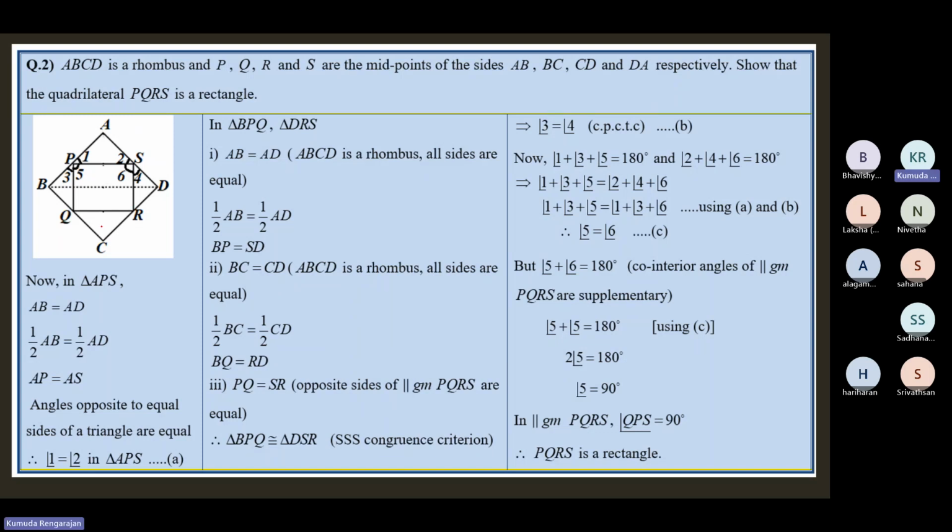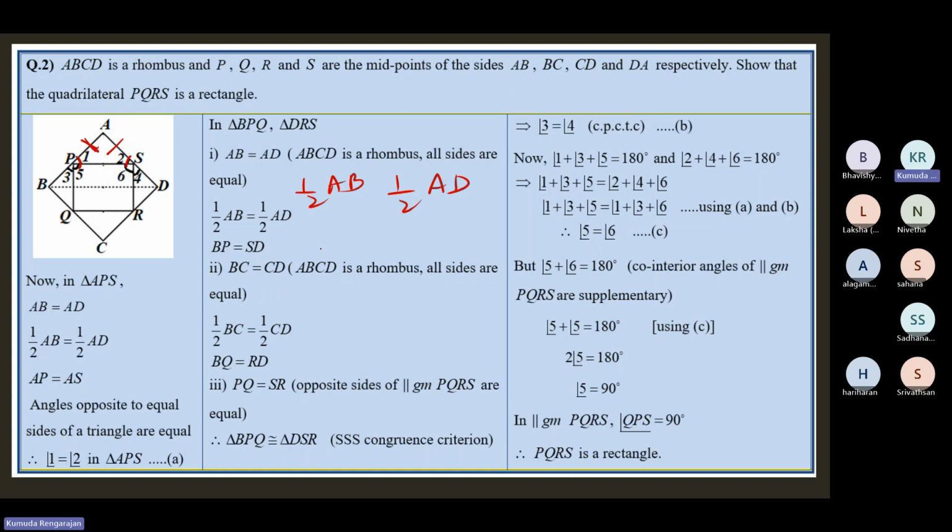So children, you can remember the proof in 3 parts. You have to take up this triangle and show that angle 1 is equal to angle 2. To show that angle 1 is equal to angle 2, you need to prove that AP is equal to AS. And what is AP? It is half of AB. And what is AS? It is half of AD.